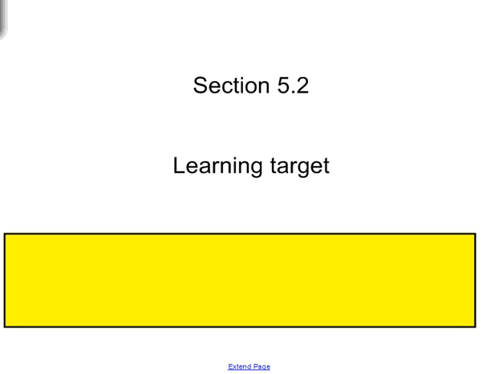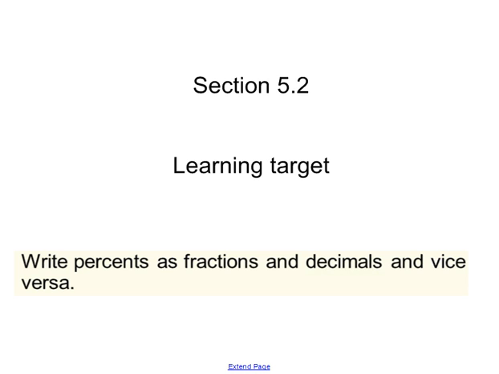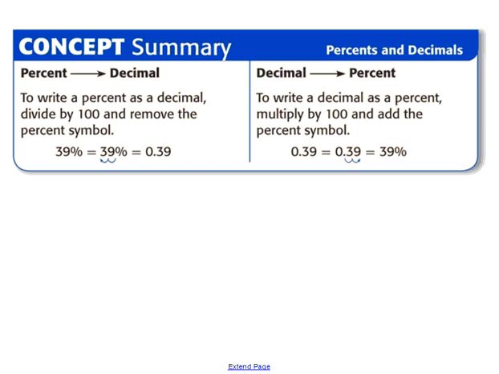Going to begin our review video of section 5.2. That's chapter 5, section 2. And as always, whenever we start a new section, we always start with the learning target. The learning target for today is to write percents as fractions and decimals and vice versa. So we're going to go from percents to fractions to decimals and decimals to fractions to percents and back and forth.